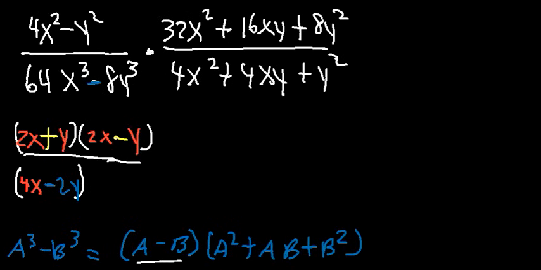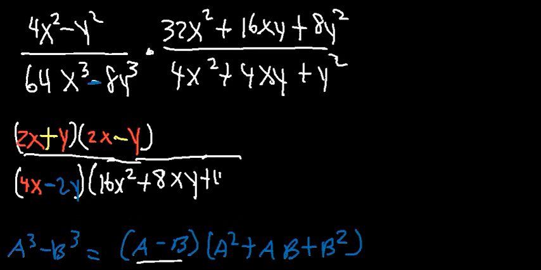So pretty much we have a and b. A is 4x, b is 2y. So a squared, that's a times a, or 4x times 4x. So that's going to be 16x squared. AB, well, it's going to be plus, got to change the sign. A times b, 4x times 2y, that's 8xy. And then b squared, b times b, that's 2y times 2y, which is 4y squared.